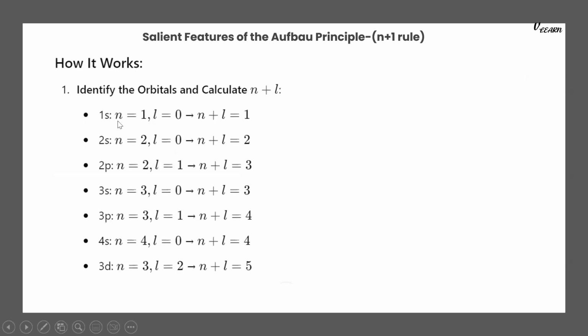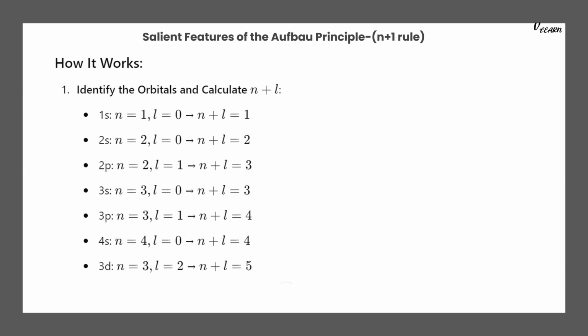For 1s, we know n is 1 and l is 0, so 1 plus 0 is 1. For 2s, n is 2 and l is 0, so 2 plus 0 is 2. For 2p, the principal quantum number is 2, and for p the azimuthal quantum number is 1, so 2 plus 1 is 3. And for 3s, similarly, n is 3 and l is 0, so 3 plus 0 is equal to 3.